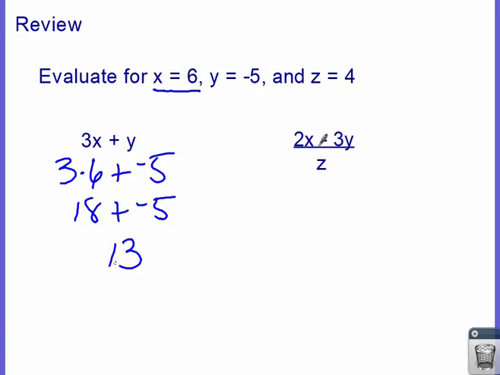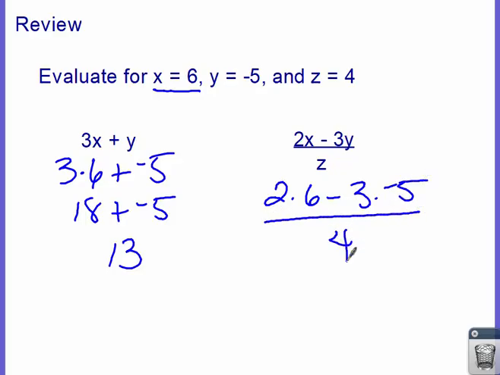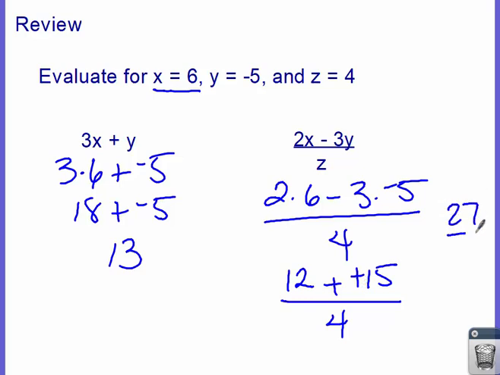Okay, the second one says I want to take 2 times the value of x minus 3 times the value of y, get an answer to that. That's what that big bar says. And then I'm going to divide that by z. So I'll substitute in my values. 2 times 6 minus 3 times negative 5, all divided by 4. Okay, so 2 and 6 make 12. 3 and negative 5 make negative 15. Then we'll take that answer and divide it by 4. So I'm going to change my subtraction to addition next to its opposite. Then I end up with 27 divided by 4, which gives you a value of 6.75. And yes, it is okay to have a decimal value, as long as it's not a repeating decimal.